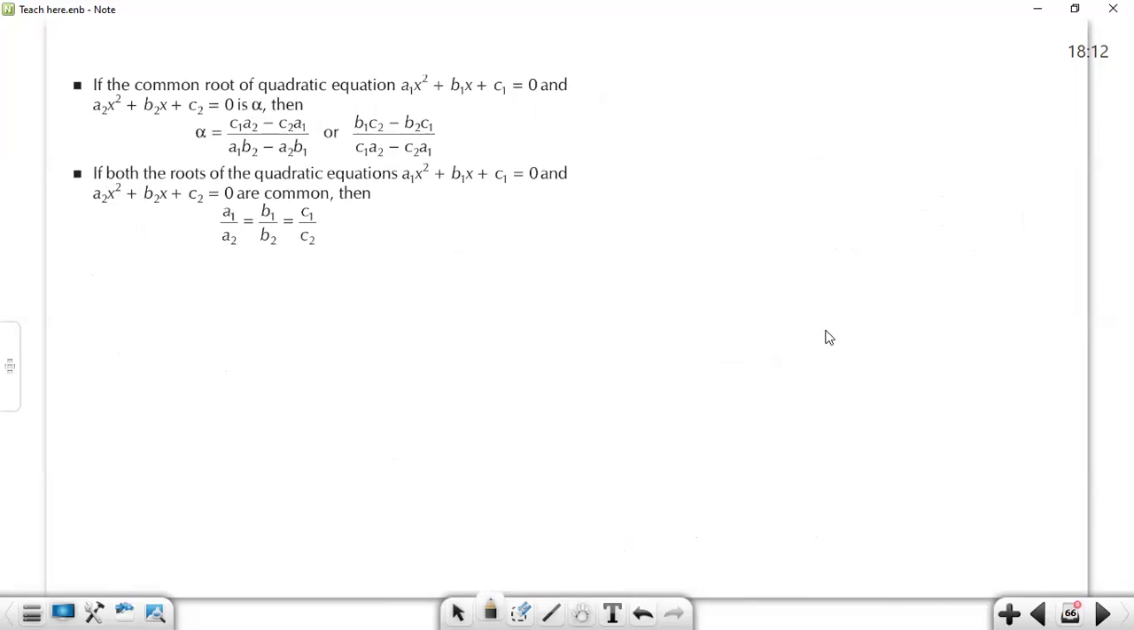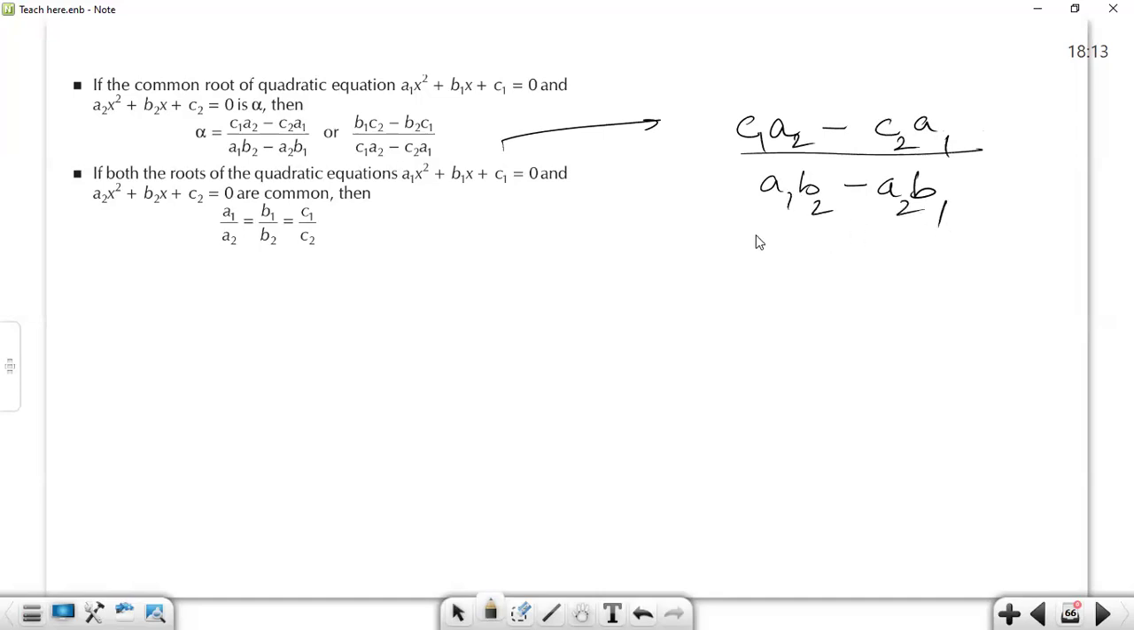Now let's discuss the common root of two quadratic equations: a1 x square plus b1 x plus c1 equals 0, and a2 x square plus b2 x plus c2 equals 0. If the common root between these two quadratic equations is alpha, then the common root is c1 a2 minus c2 a1 divided by a1 b2 subtracted by a2 b1. There's one trick which I used to follow: ka, ab, 1221.